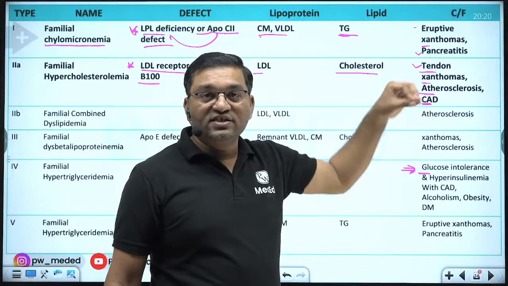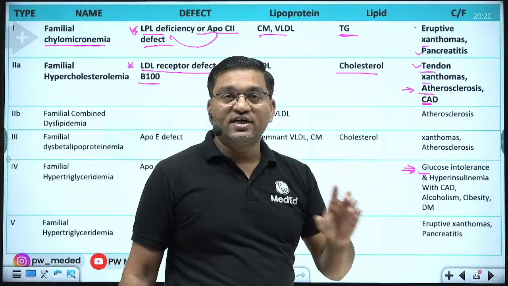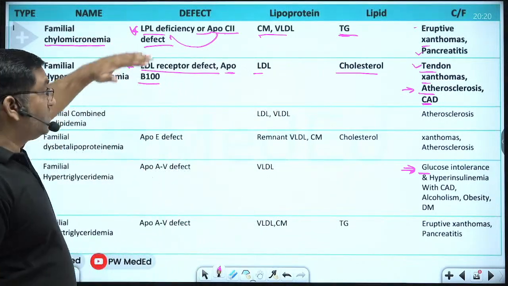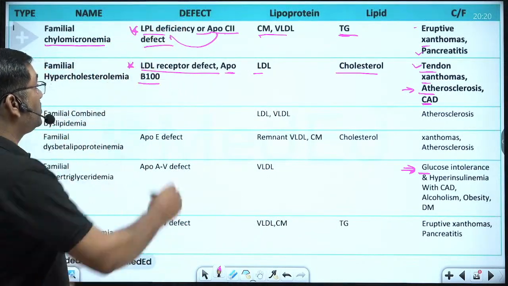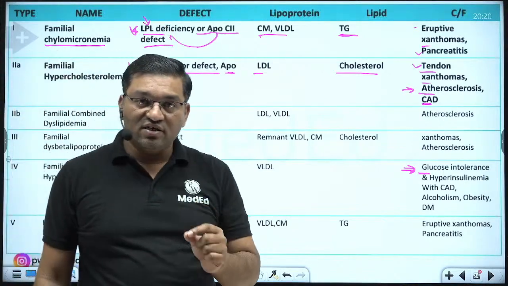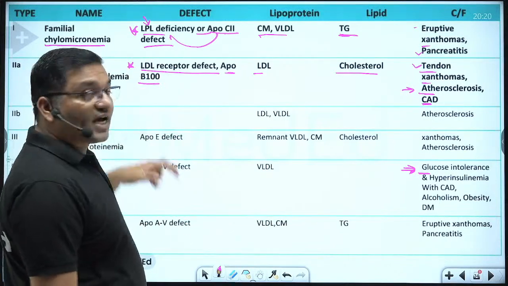Remember type 1, there is increase in the TG, they are prone for pancreatitis. Type 2A, there is increase in the cholesterol, they are prone for coronary artery diseases, atherosclerosis. So remember type 1 and type 2. This is due to lipoprotein lipase deficiency, which is frequently asked question. Opalescent plasma, milky plasma is there in the familial chylomicronemia.